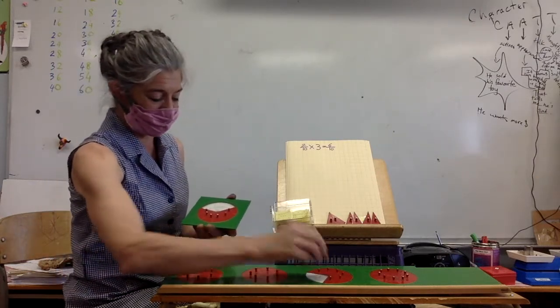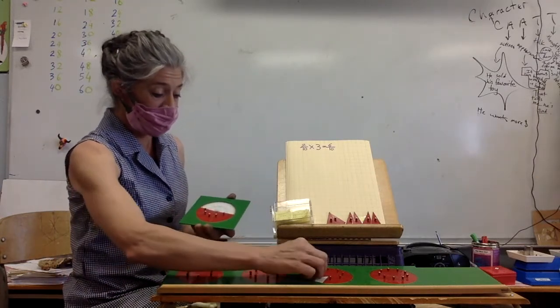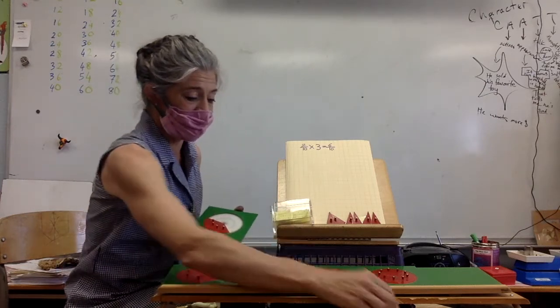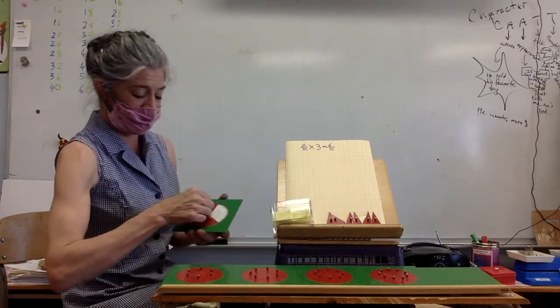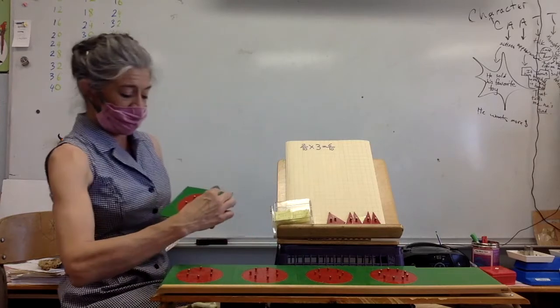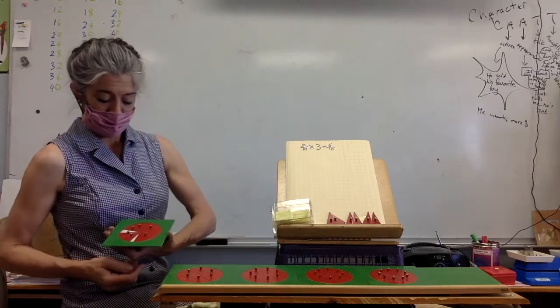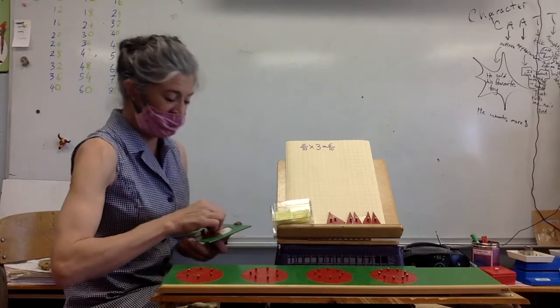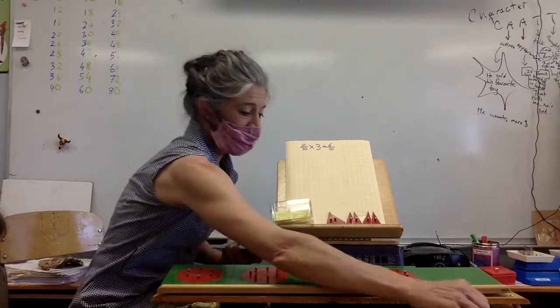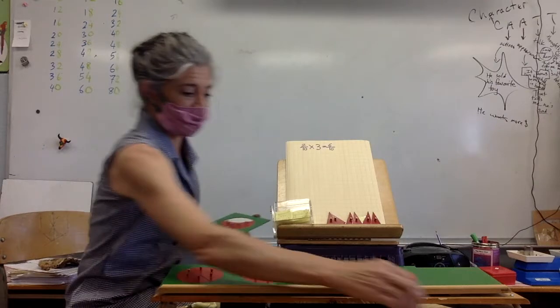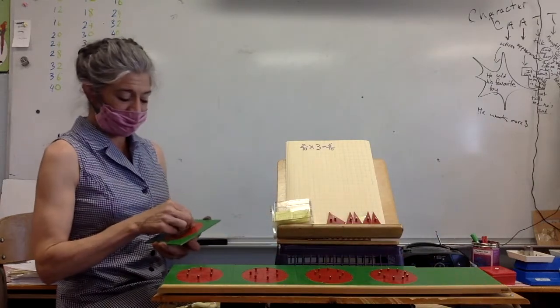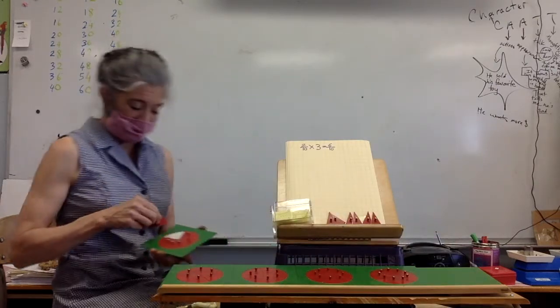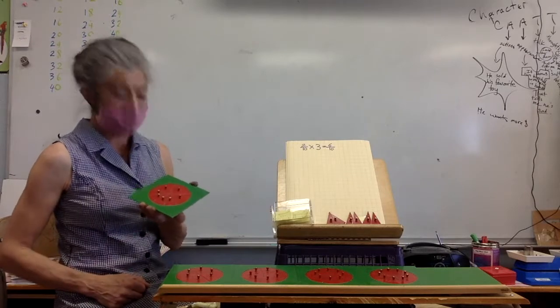Gage says 2/4. That's a whole: 1, 2. That's a half. Not 2/4. 3/5. Reuben, 3/5: 1, 2, 3. Yes, that's it.